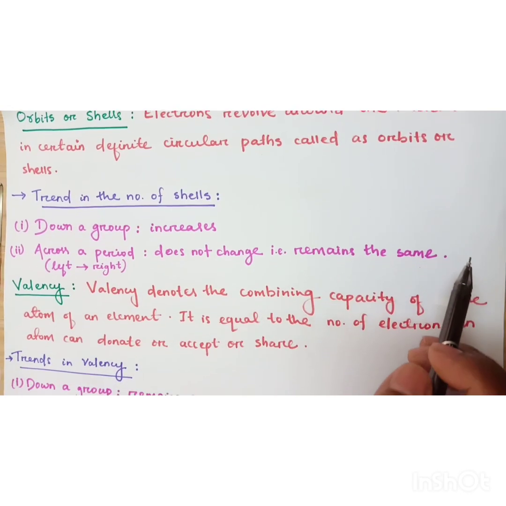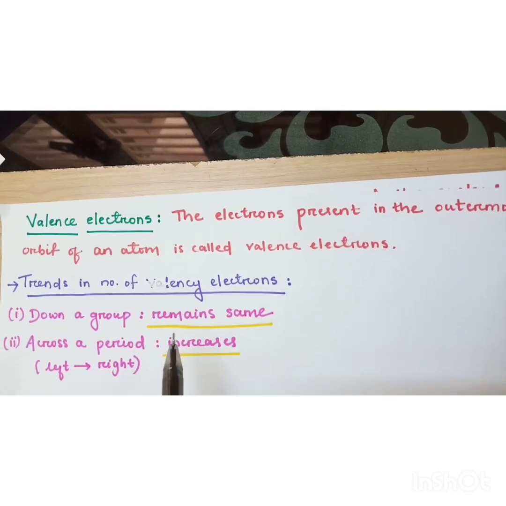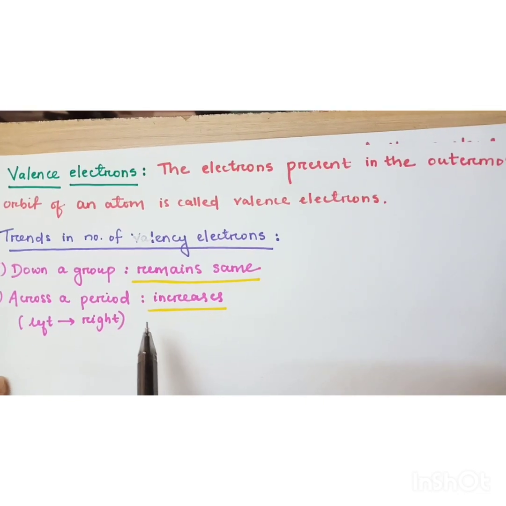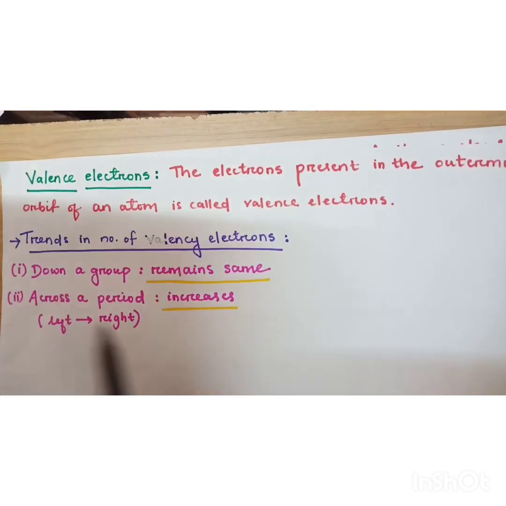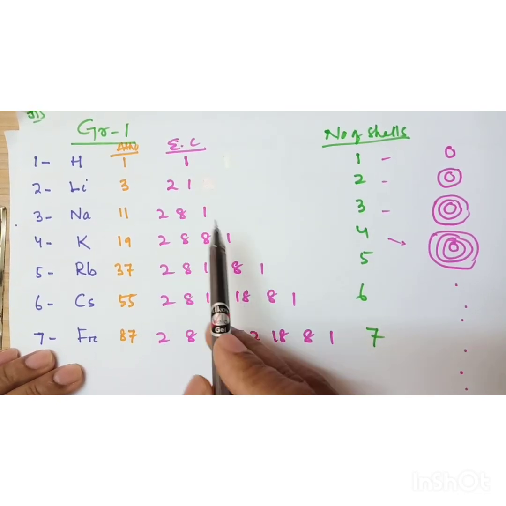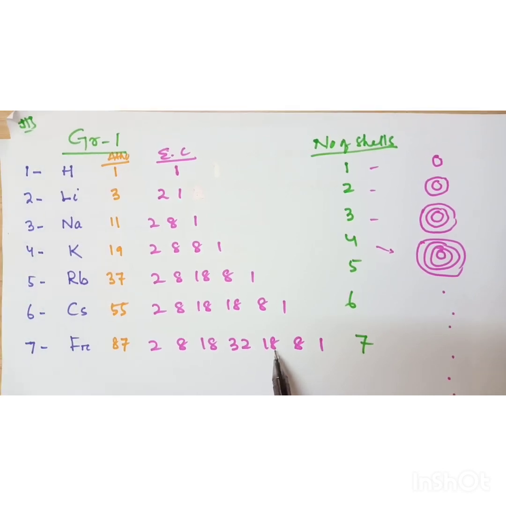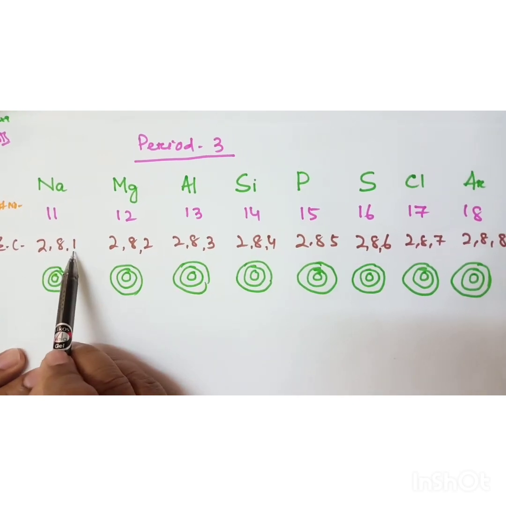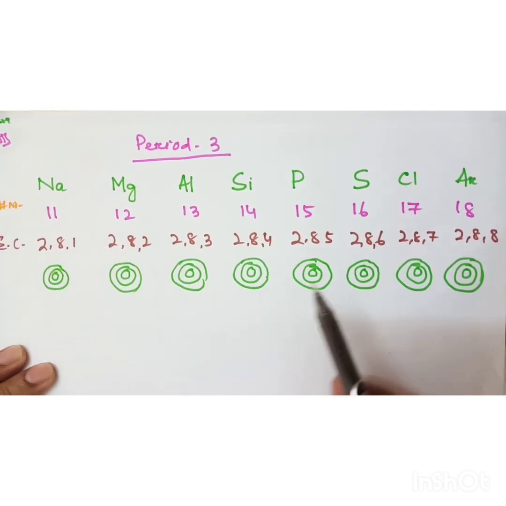Okay. Now come to valence electrons. What are valence electrons? The electrons present in the outermost orbit of an atom are called valence electrons. So the variations you have to see. Come to down a group. See, down a group, here valence electron 1, here 1, here 1. So the valence electrons remain the same down a group. And come to period. In this one period, here valence electron 1, here 2, here 3. So valence electrons increase by 1.